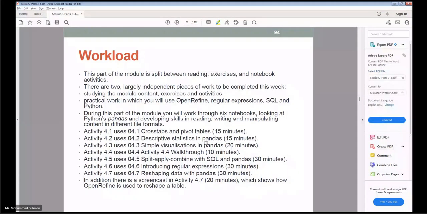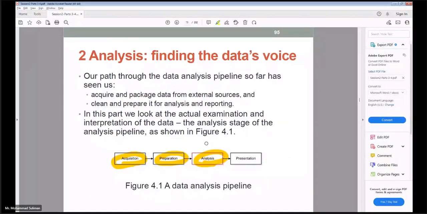period of time. So after we prepare the data, we analyze it, we listen to the data, to hear what the data is saying to us, so that based on that we can take some actions. We can do some preparations. So analyzing, that is finding the data voice, finding what the data is telling us, what the data is giving us. Fine.